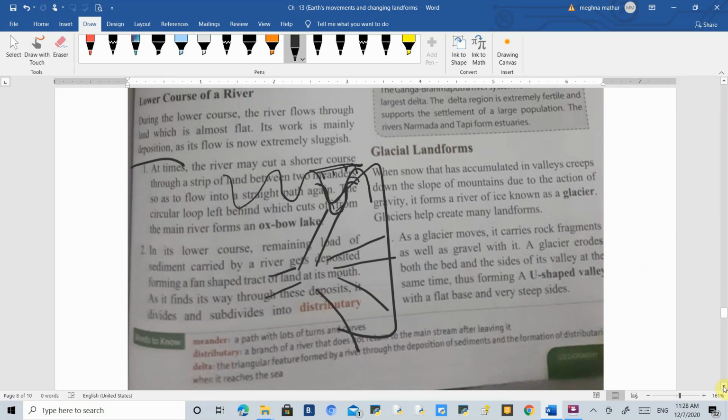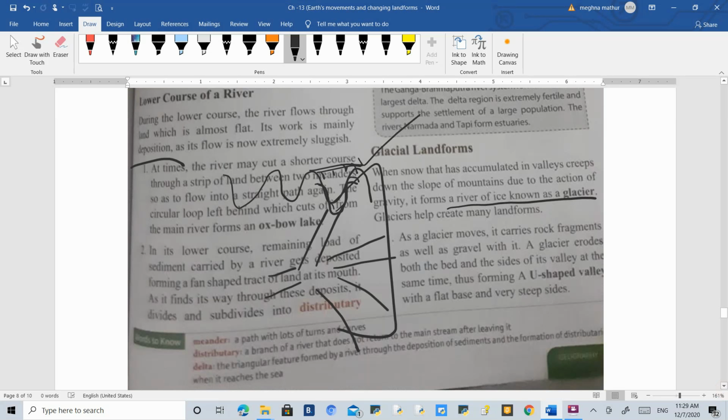Then the second kind of agent is the glacial landform. The glaciers. What are glaciers? When the snow falls down from the mountains and due to the change in temperature, a river of ice is formed, which is called a glacier.